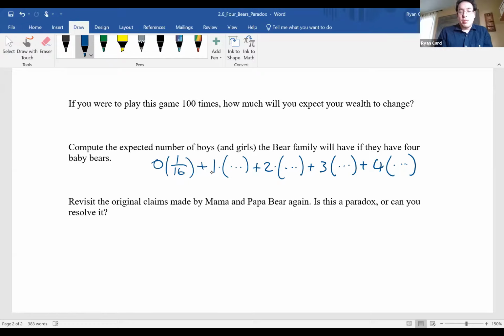Okay, so you could end up with 0, 1, 2, 3, or 4 boy bears. I want you to compute the probability for each of these and work out what the expected number of boy bears would be. And it turns out that if you look at the problem this way, one of the parent bears, Papa Bear or Mama Bear, will be correct. So depending on how you look at the problem and answer the question, they're both correct.